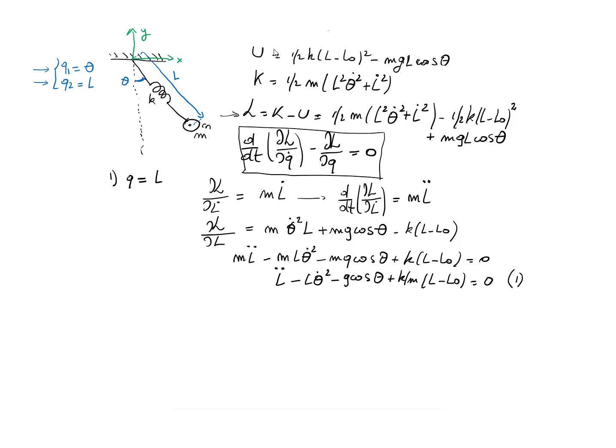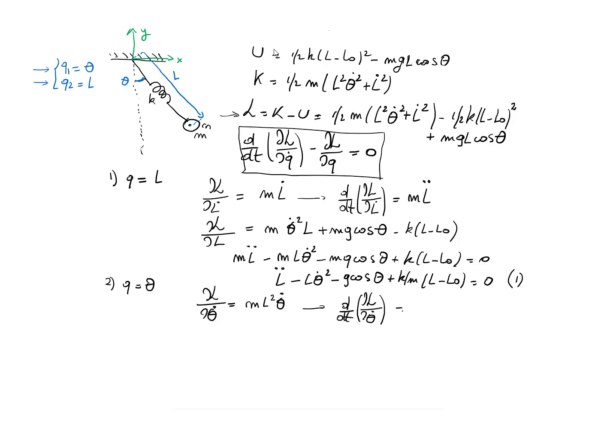What I've done now for one generalized coordinate, I have to do for the second one, q equals theta. So take the partial derivative with respect to theta dot, and as far as I can see, there is only one contribution coming from this term here, so I'll have m L squared theta dot. Now I need the time derivative of that, the time derivative of the partial derivative of L with respect to theta dot.